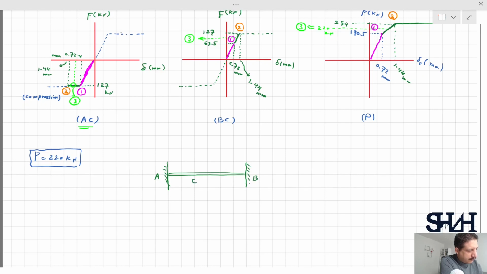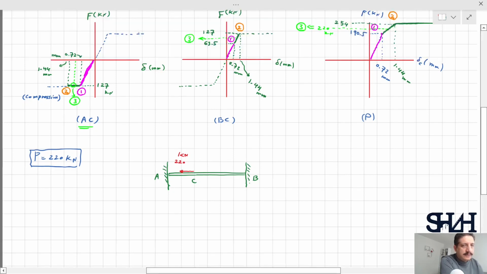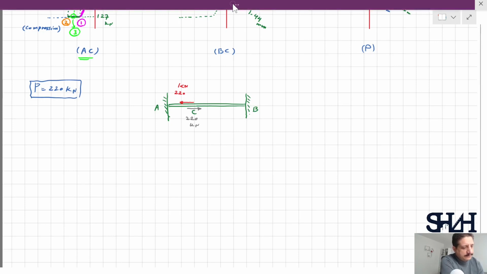A, B, point C, and let's keep the original load, which was 220 kilonewton. And now start to apply the same load in the opposite direction. It's reverse loading. In the initial loading of 220 kilonewton, we know that element AC will be completely plastic, and BC is still in the elastic phase.